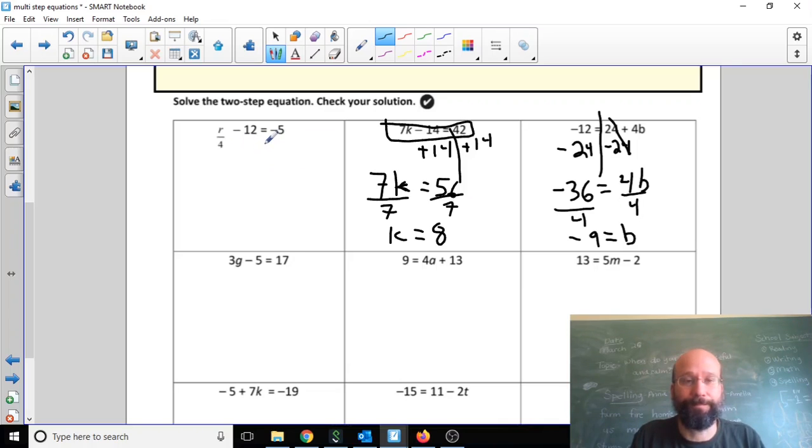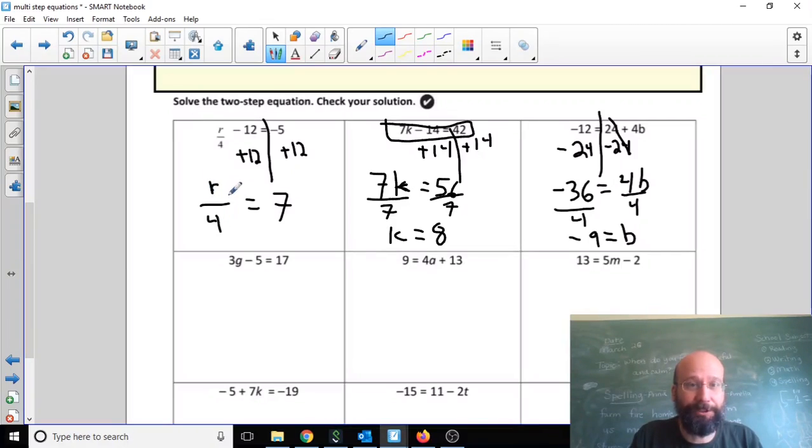So now we're going to do this one. We have a division and a subtraction. So again, it'd be easiest if we move the subtraction over. Opposite of PEMDAS. So instead of minus 12, we're going to do plus 12. Over here we have r divided by 4. And over here, negative 5 plus 12 is 7.